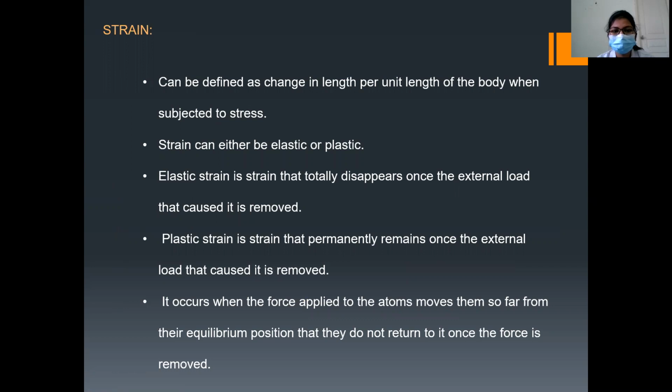Strain. Strain can be defined as a change in length per unit length of the body when subjected to stress. Strain can either be plastic or elastic. Elastic strain is a strain that totally disappears once the external load that caused it is removed. Plastic strain is strain that permanently remains once the external load that caused it is removed. It occurs when the force applied to the atoms moves them so far from their equilibrium position that they do not return to it once the force is removed.